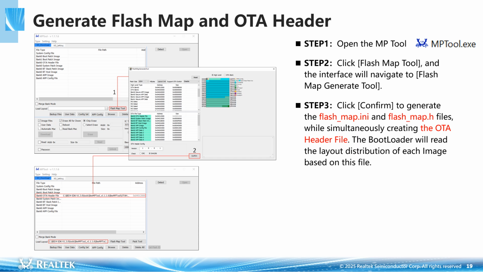Before downloading the file, users need to load the flashmap.ini file. The flashmap.ini is the generated flash layout, which can be understood as the address allocation of various parts in the flash. If the flash layout has been modified, users need to replace the original file with the newly generated flashmap.h. The OTA header file will also be updated accordingly. Please ensure the consistency between flashmap.ini and the OTA header file.